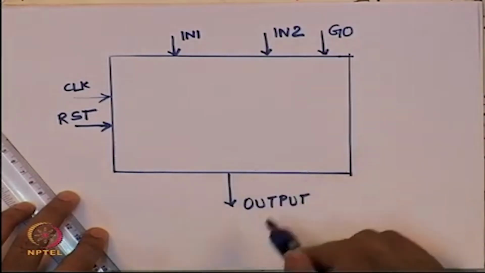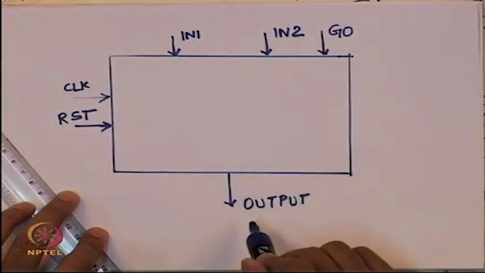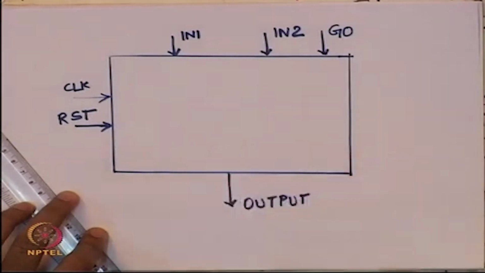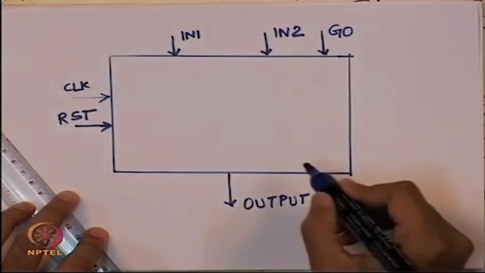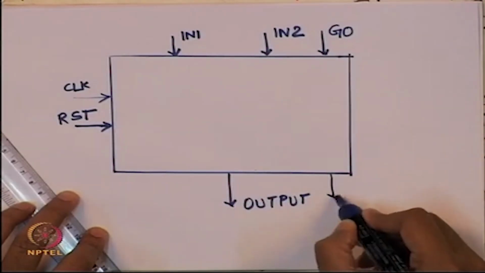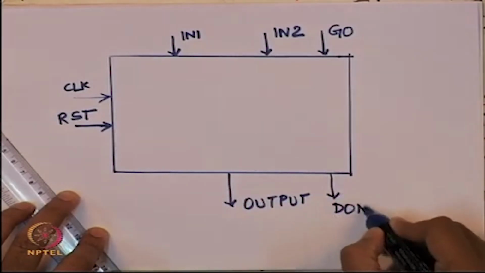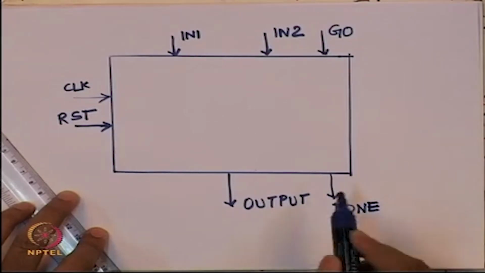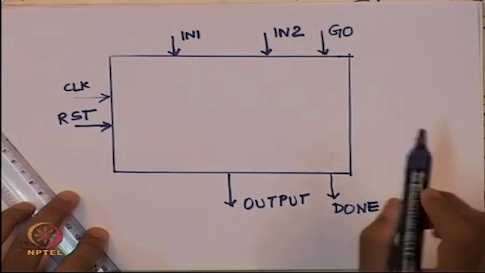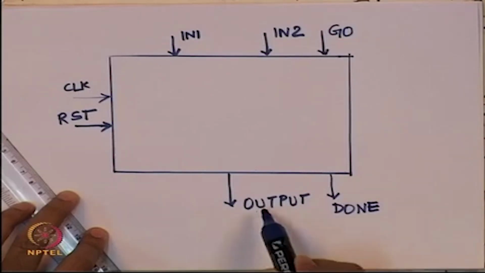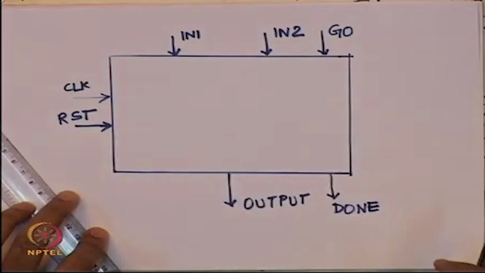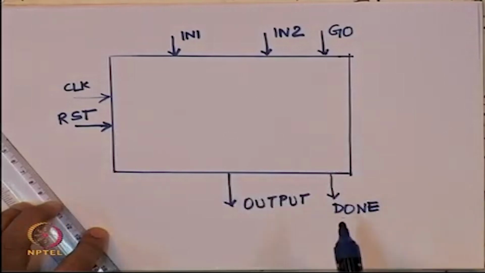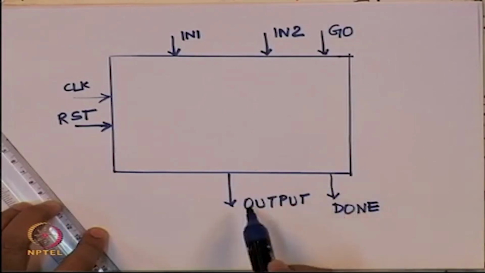The other thing that we need is, whenever the output is ready, I need some indicator from the chip that the result is ready. So for that, I am going to have an output that is going to be called done. So this done signal, whenever done equals 1, then the output is correct. Till then I am not supposed to inspect the output. I have to wait till done equals 1 to inspect the output.